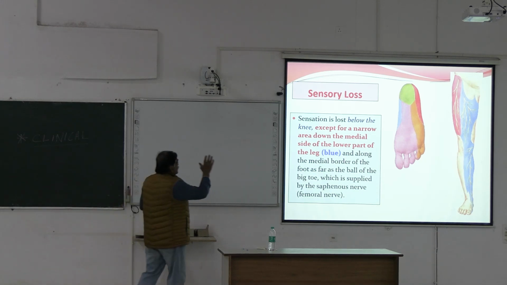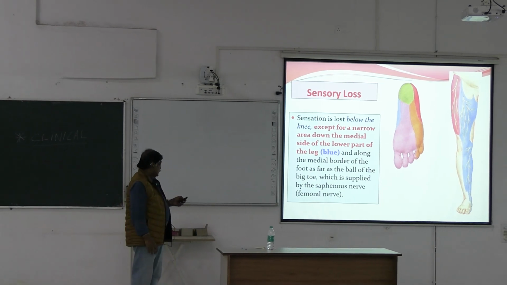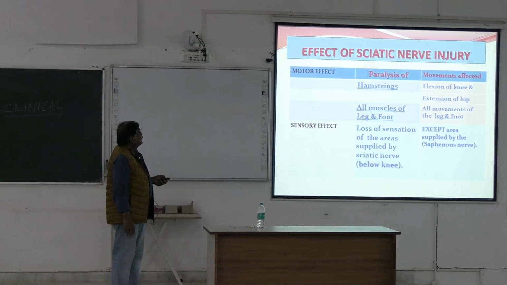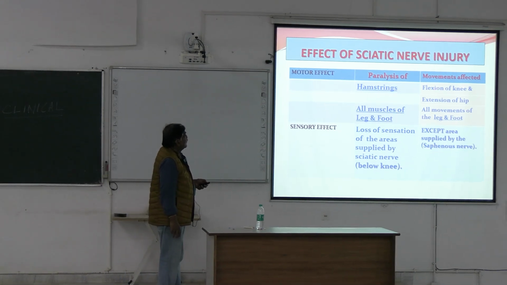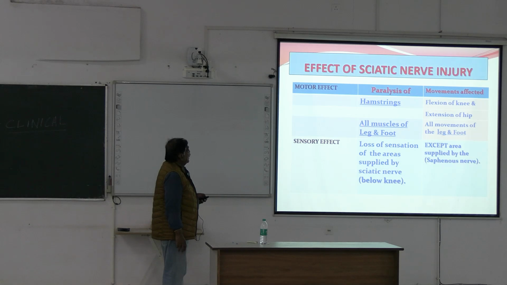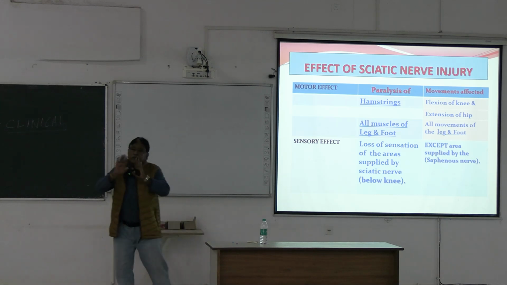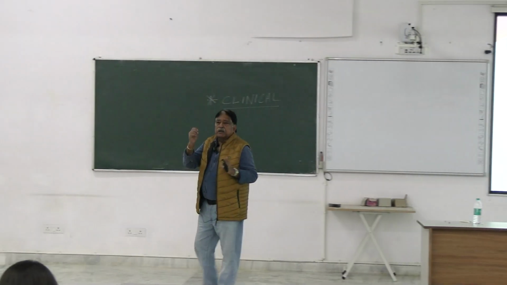Okay, now see, this is the portion you have to concentrate on. Effect of sciatic nerve injury. The motor effect is paralysis of hamstrings, movement affected: flexion of the knee and extension of the hip, all muscles of the leg and foot. The sensory effect is loss of sensation of the area supplied by the sciatic nerve below the knee, except the area supplied by the saphenous nerve. So you can correlate.